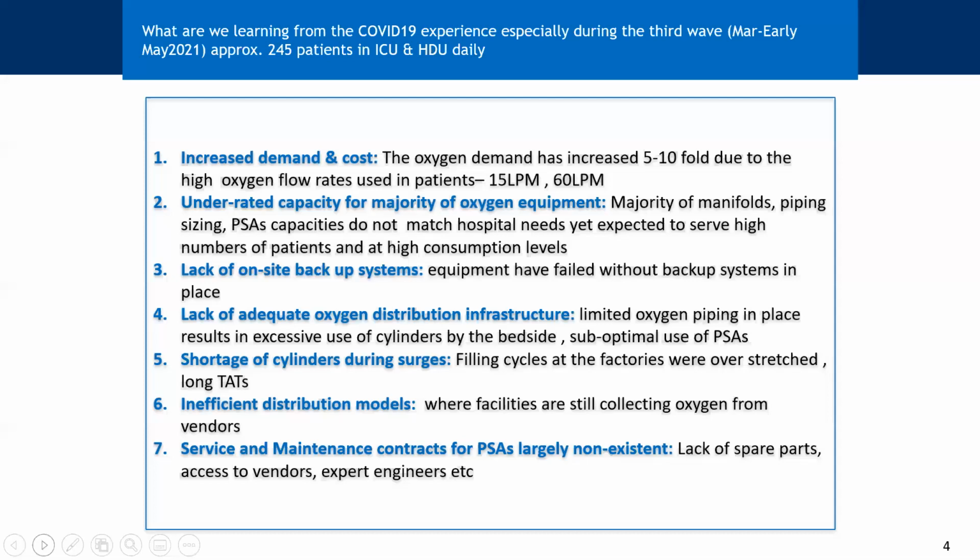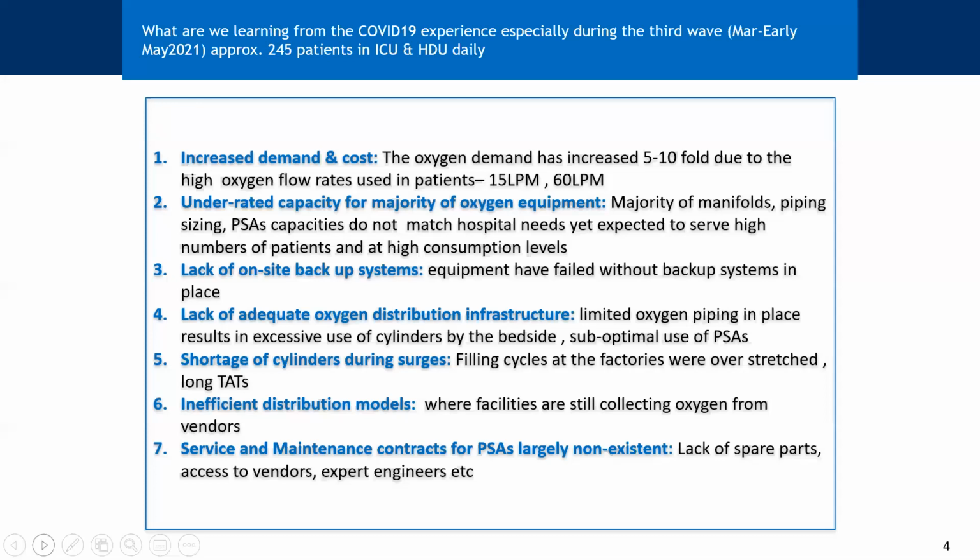And then equipment is not there. Our PSAs, as one of the presentations said, the production capacity of the PSA is way below the saturation or concentration that is required. Then there are backup systems, infrastructure, and cylinders. I'll speak to this issue of cylinders because it is an issue that we are having to contend with in many ways. And service contracts for PSAs are largely non-existent, and most of the spare parts are imported.